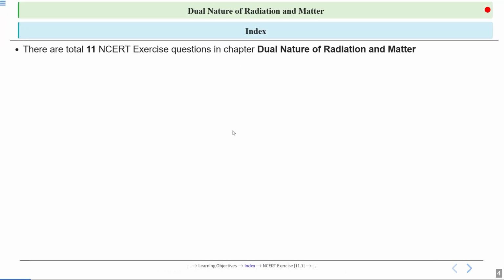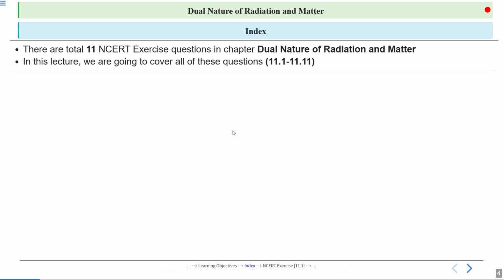So in today's lecture we will cover NCERT exercise problems on dual nature of radiation and matter. There are a total of 11 questions and we are going to cover all questions.